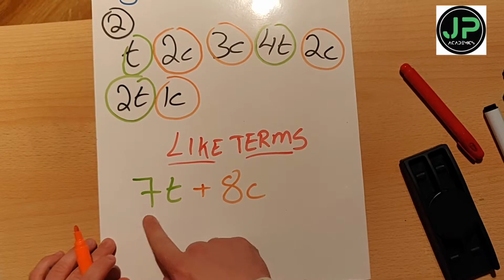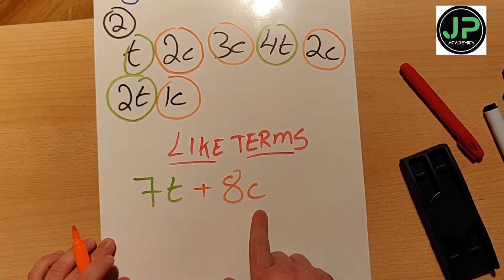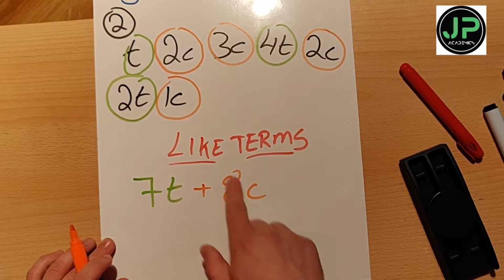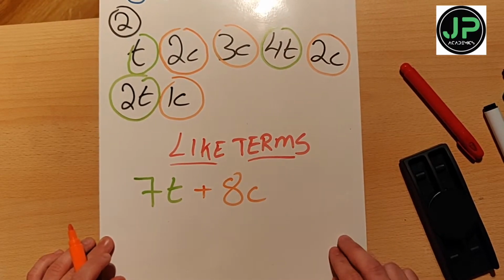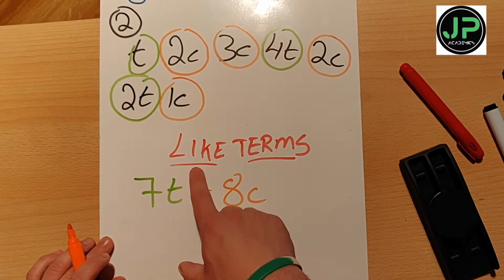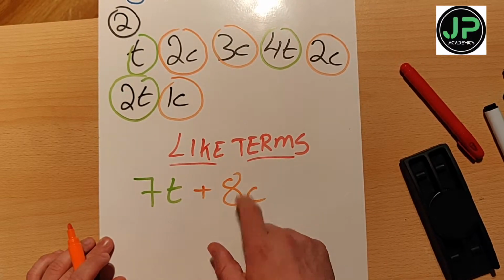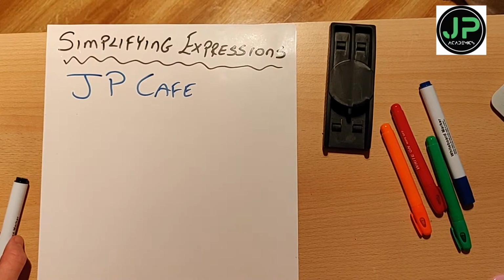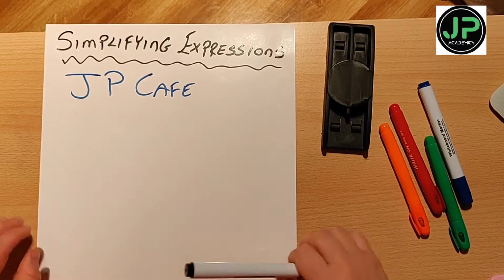And now 7T plus 8C is a lot easier to give to the person behind the till as opposed to all of this rubbish. This is called collecting like terms. Now, what happens if the orders get a lot more complicated?